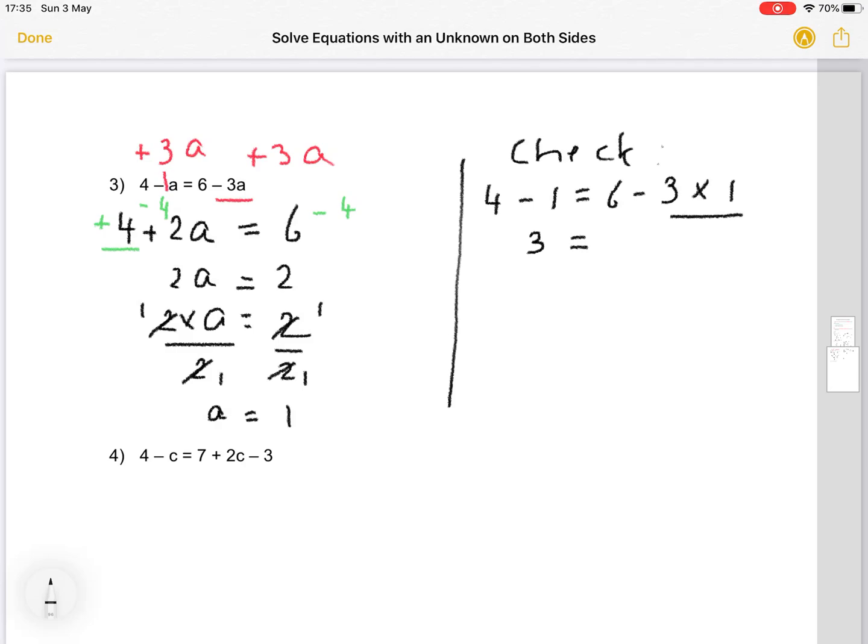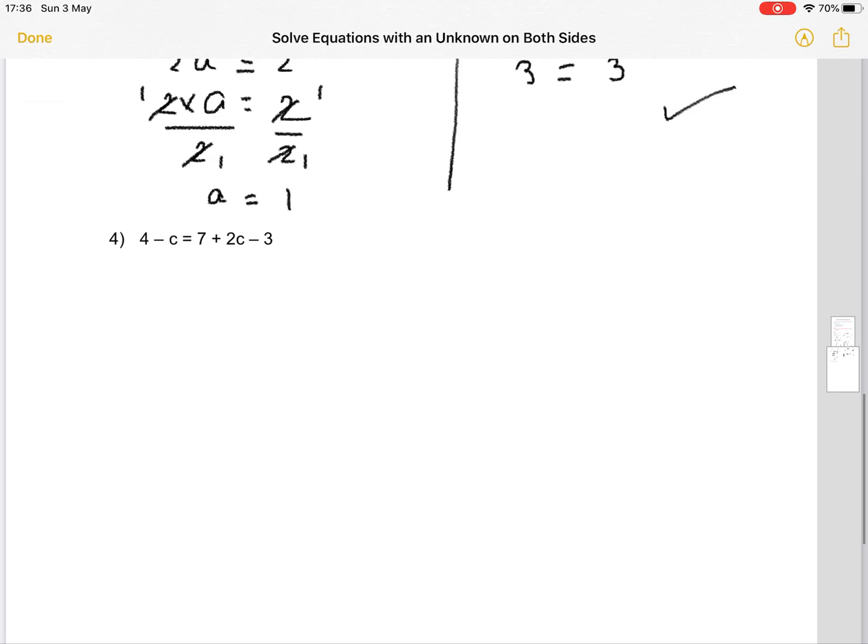On the right hand side, I'm going to work the multiplication first by BIDMAS rules. 6 minus, a negative times a positive is equal to negative, 3 times 1 is 3. On the left hand side, it's 3. 6 minus 3 on the right hand side is equal to 3. Since the left hand side is equal to the right hand side, my answer is correct.